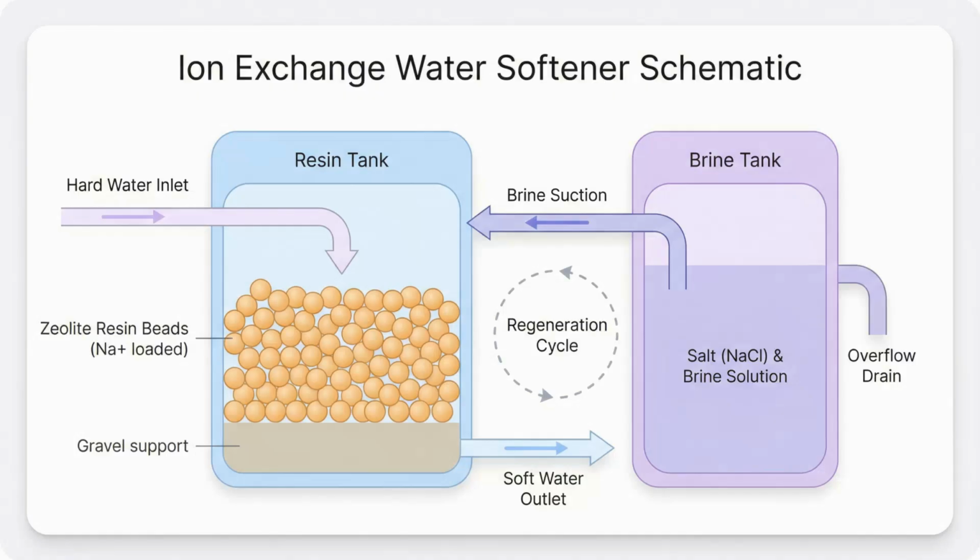To combat hard water, we use an ion exchange water softener. Inside, a softening agent called zeolite absorbs the calcium and magnesium ions and releases sodium ions in their place. When the zeolite is full, the system enters a regeneration cycle, using a saltwater brine to clean the resin so it can keep softening the water.